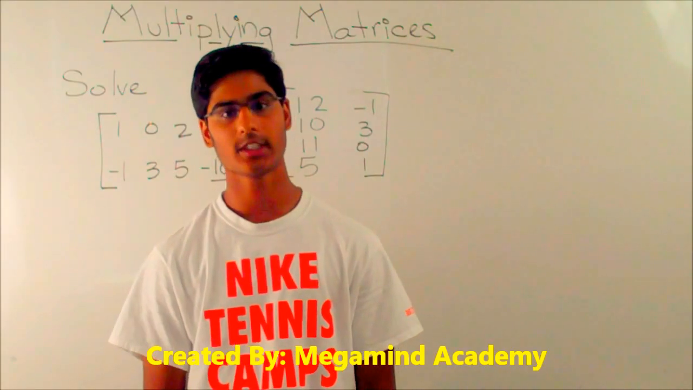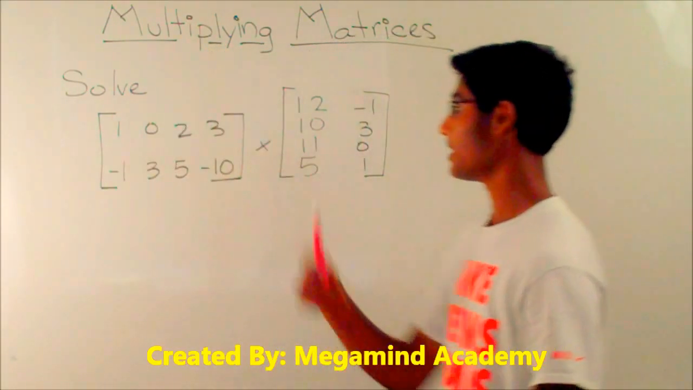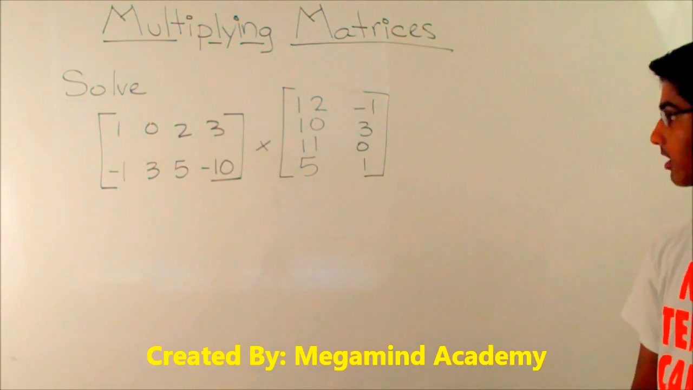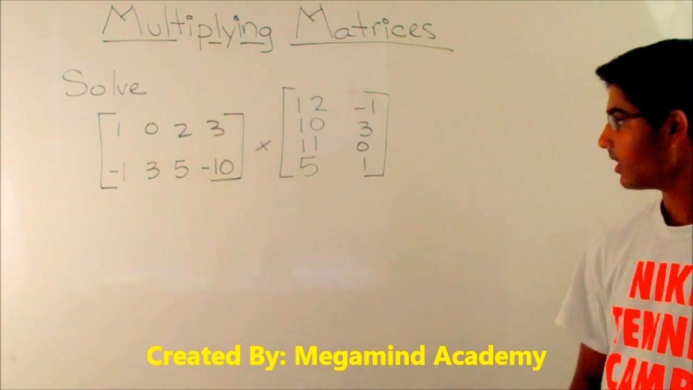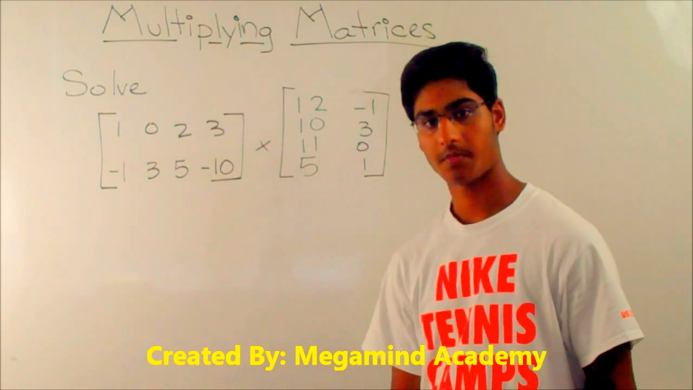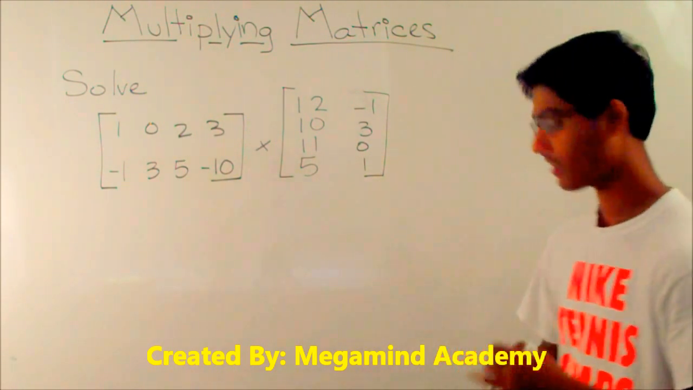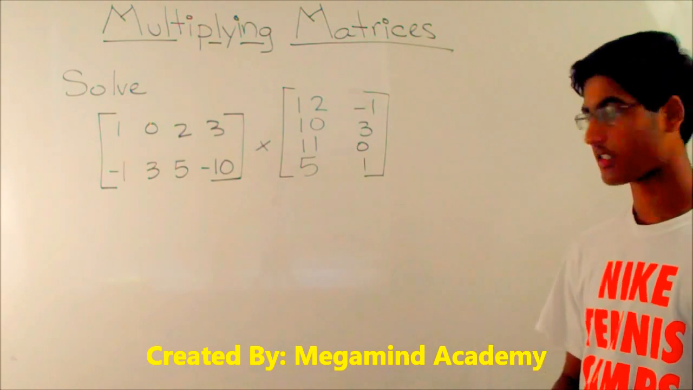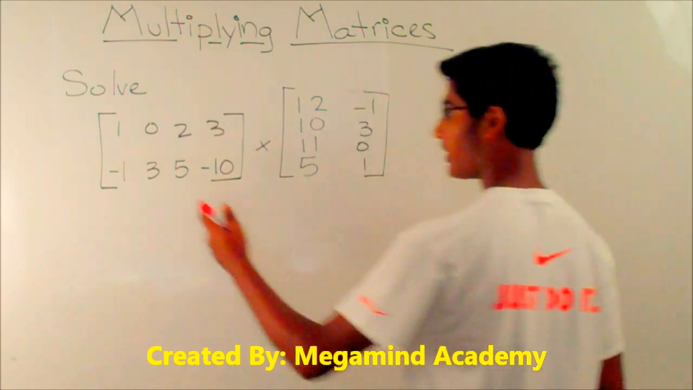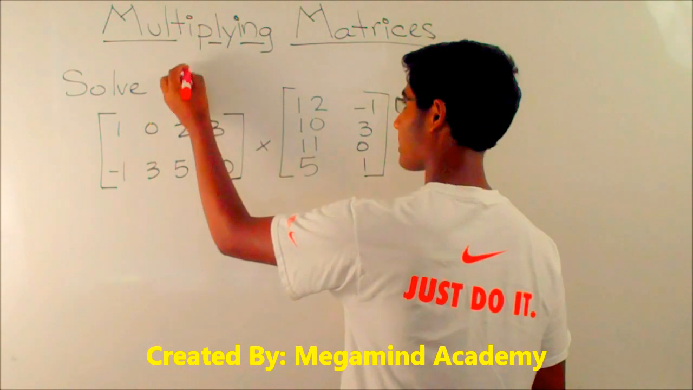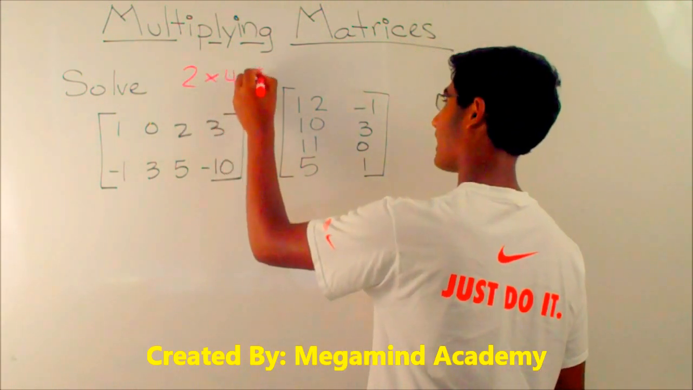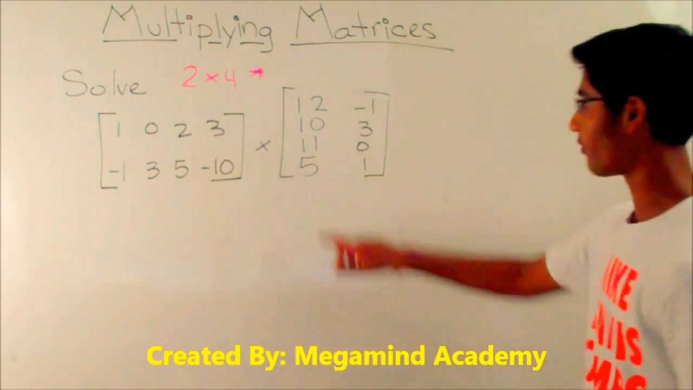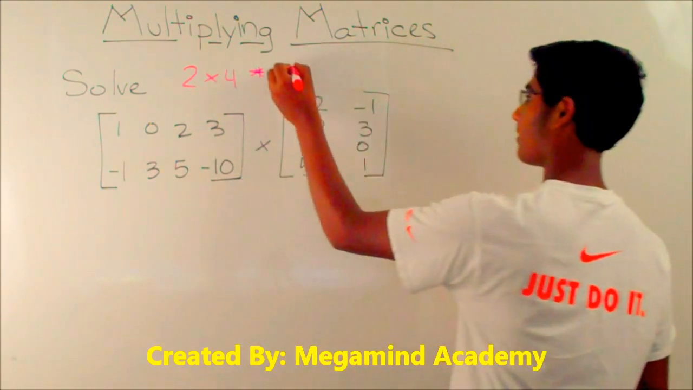Hi! Today we're going to learn about multiplying matrices. Let's say we have to solve this matrix multiplied by this matrix. The first thing we should do is identify what type of matrix it is. Here we can see that this is a 2 by 4 matrix, and we're multiplying that with a 4 by 2 matrix.